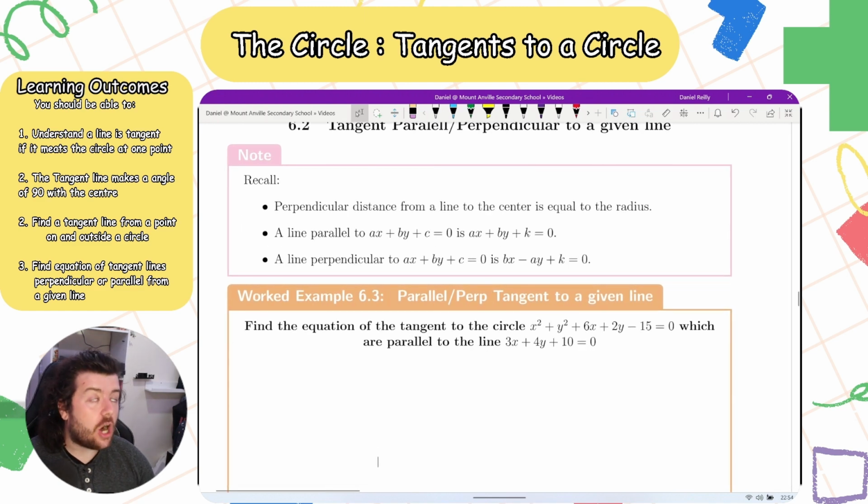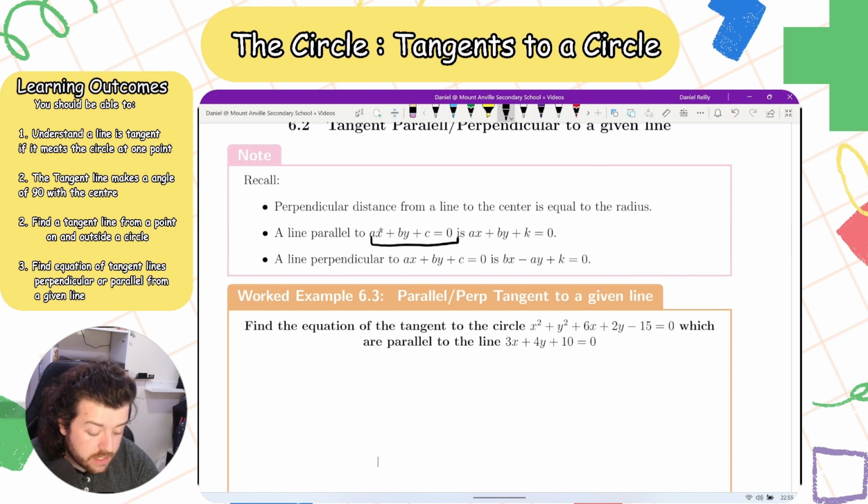So we have to recall or learn very quickly, a perpendicular distance from a line to a center is equal to the radius. We know that. But also, a line parallel to a line in this form here is, well, the slope is the same. So since the slope's the same, these two terms are the same. I have to change c. So we're just going to change something called k. So a line parallel to ax plus by plus c is just ax plus by plus k. Then a line perpendicular, however, you swap the coefficients and you swap the sign of y. So ax plus by plus c is going to be equal to bx minus ay plus k.